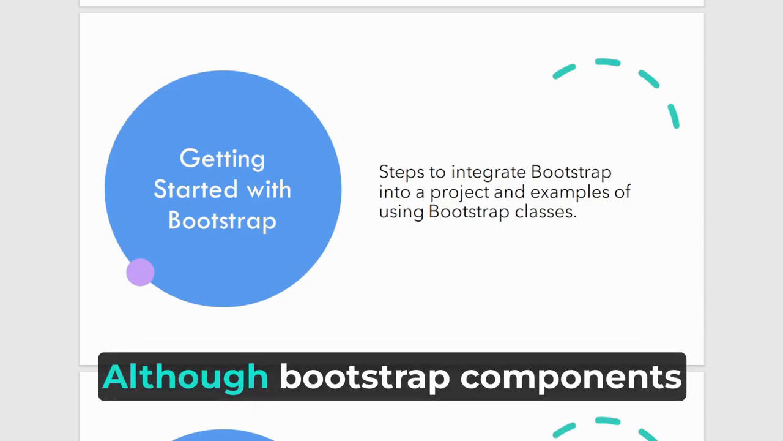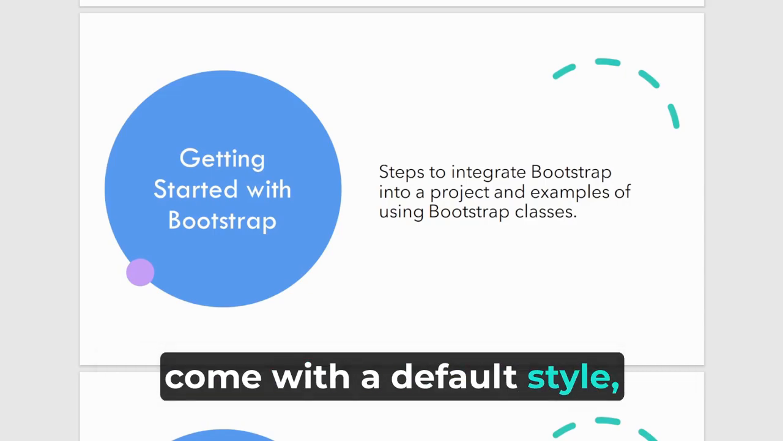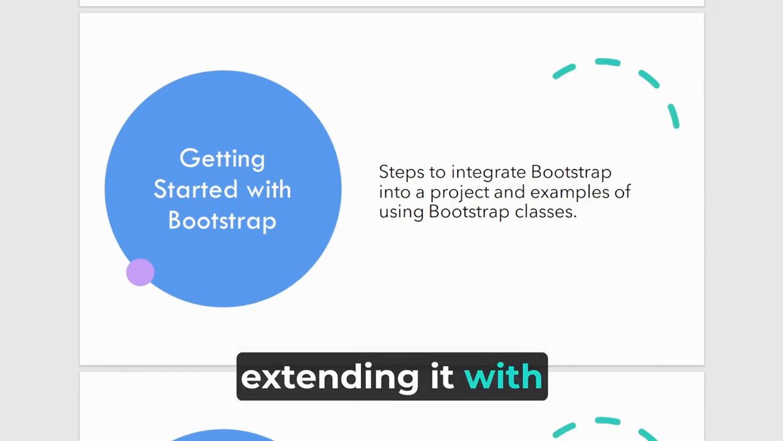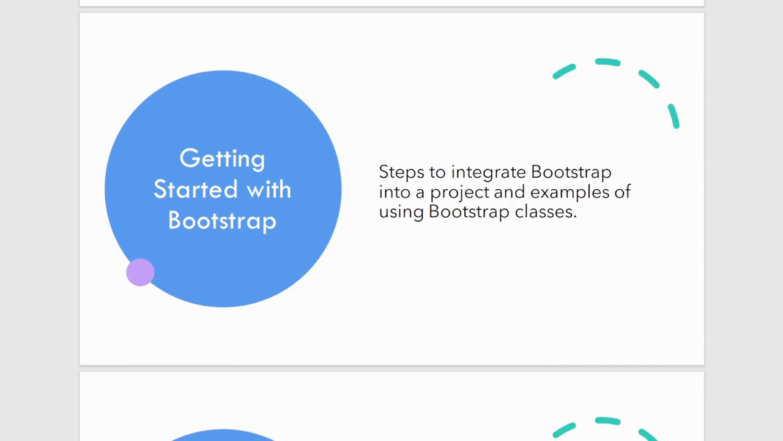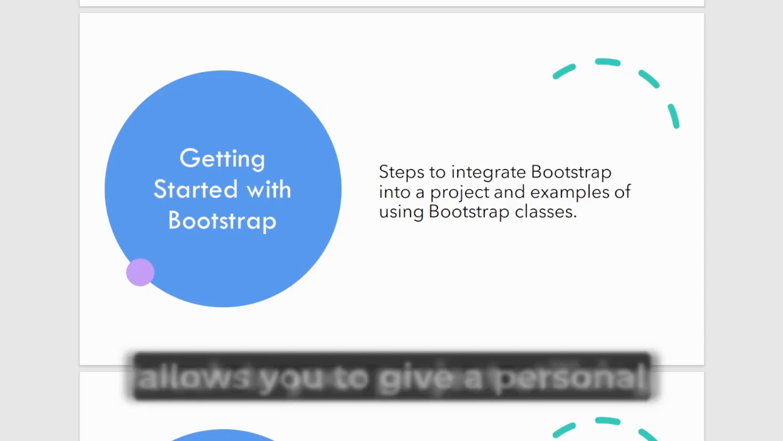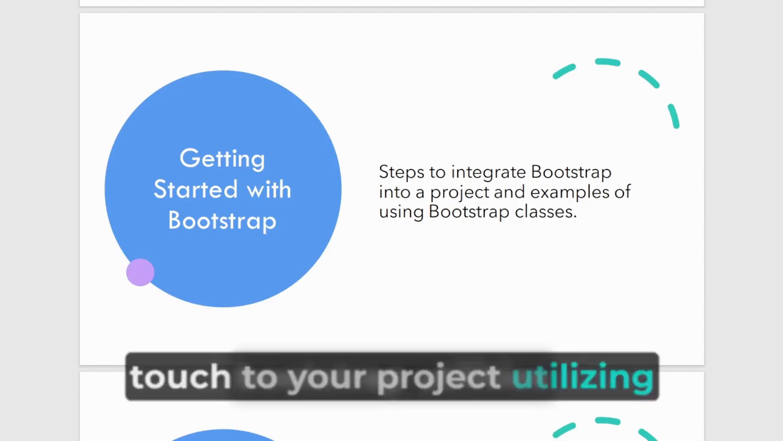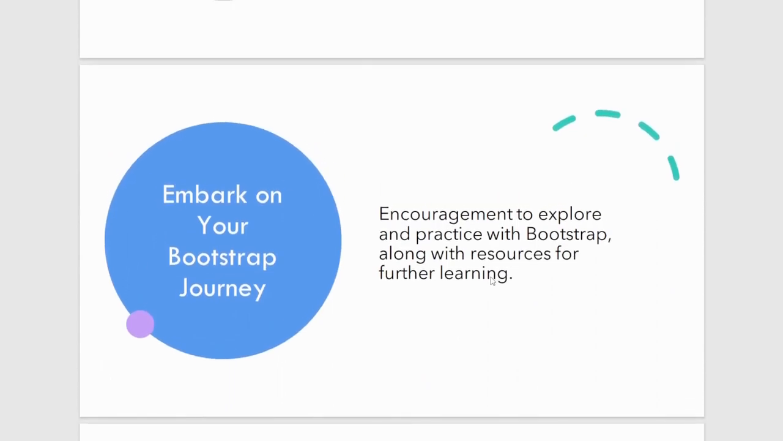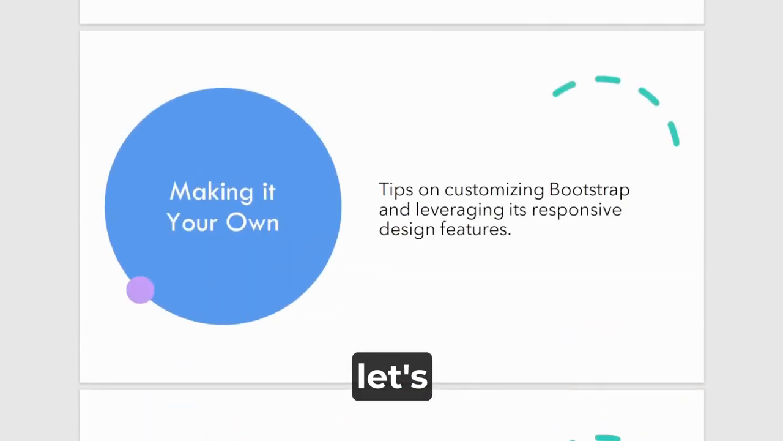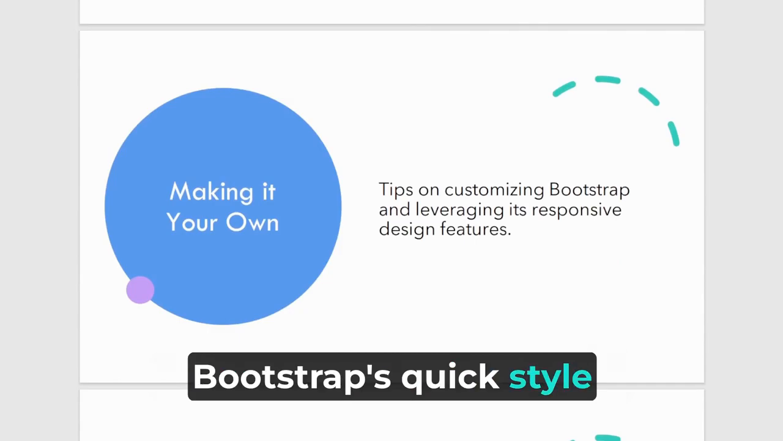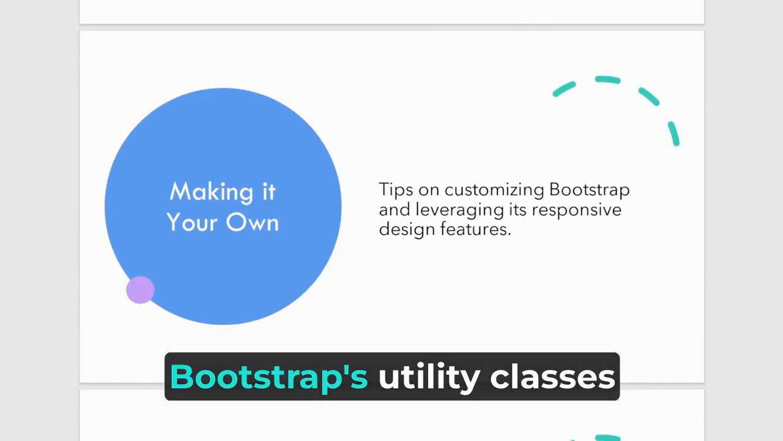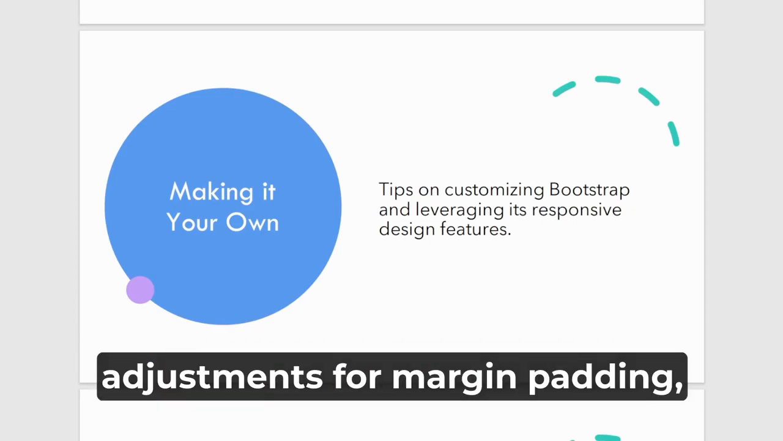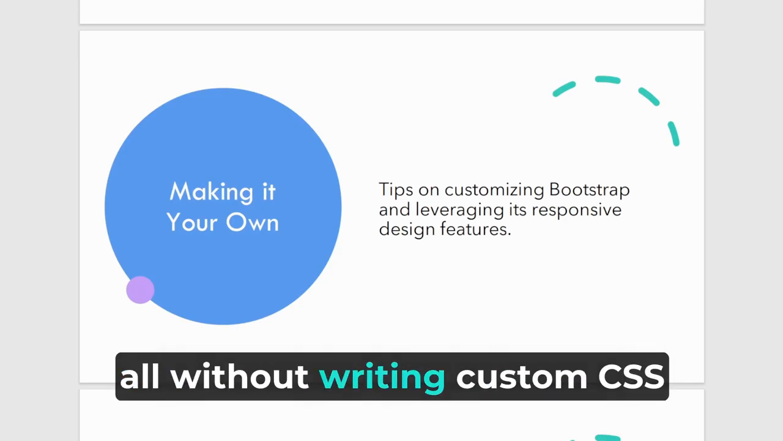Customization tips. Although Bootstrap components come with a default style, they can be easily customized. Overriding the default CSS or extending it with your own classes allows you to give a personal touch to your project. Utilizing Bootstrap utilities. Bootstrap's quick style adjustment with CSS classes. Bootstrap's utility classes are a powerful feature. They enable quick styling adjustments for margin, padding, text alignment, and more, all without writing custom CSS.